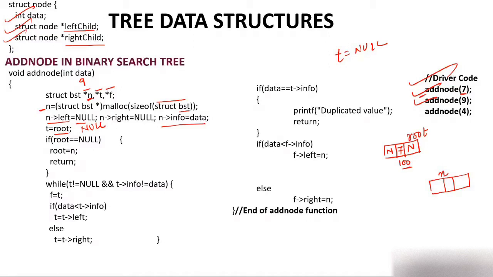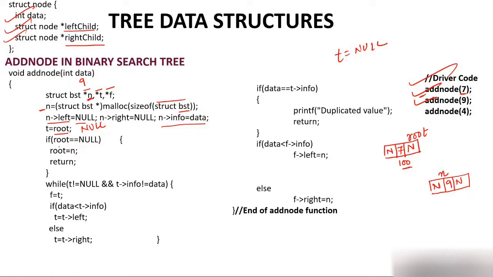What I'm doing, n left is equal to null, so this left is null, this right is null, and n info contains the data. What is data? 9. So now 9 is there. Now I have to see whether 9 takes position left of 7 or right of 7.